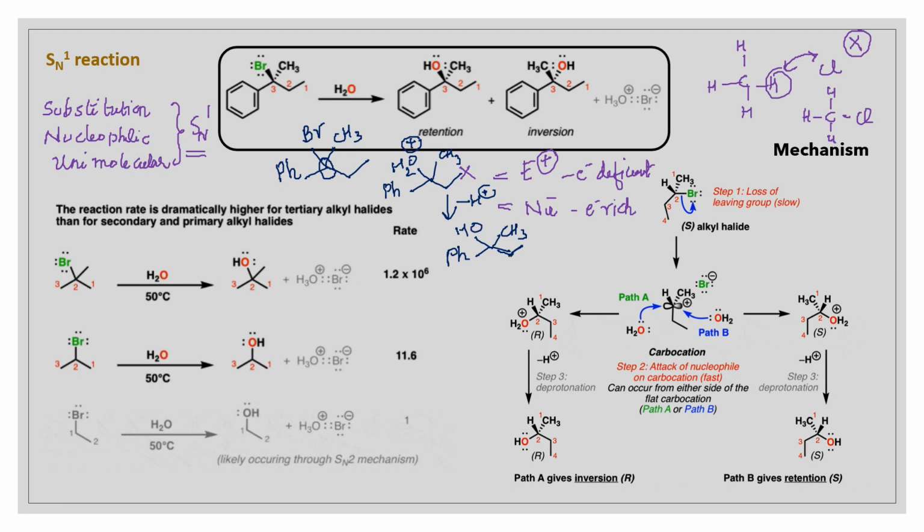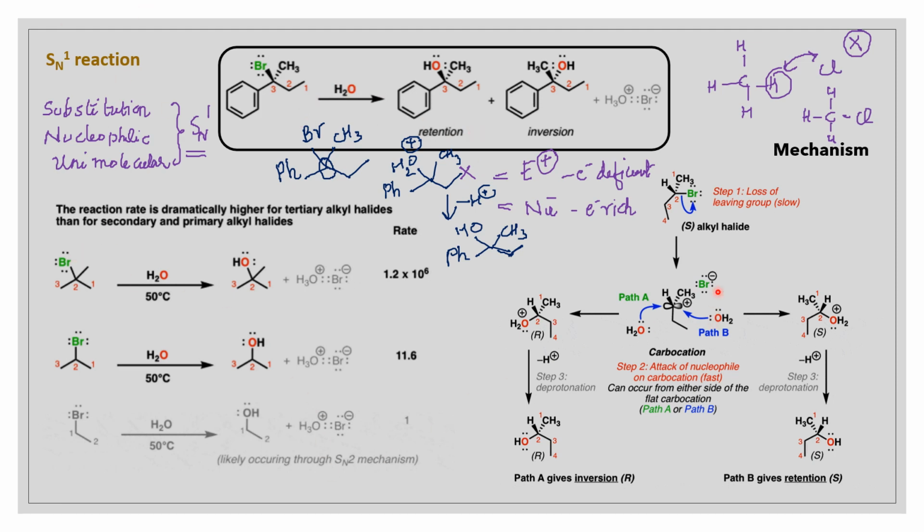So here you can see that there are 2 products that are possible, one with the retention of configuration and the other with the inversion of configuration. I am not going into the details of the stereochemistry of the product. We'll just consider the product formation alone. Now this is what is taking place in SN1 reaction.